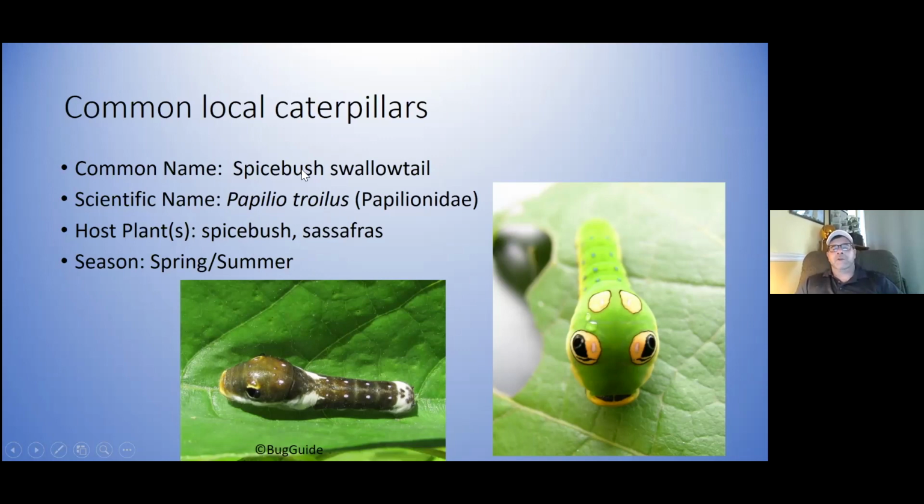This is Papilio troilus, the spice bush swallowtail, and it only feeds on plants in the Lauraceae. So spice bush, Lindera benzoin, and our common sassafras are its favorite hosts. And you find those in spring and summer if you're lucky. And they like to hang out on the top of the leaf. So you often see them in a little curl of a leaf is where you'll find these caterpillars.